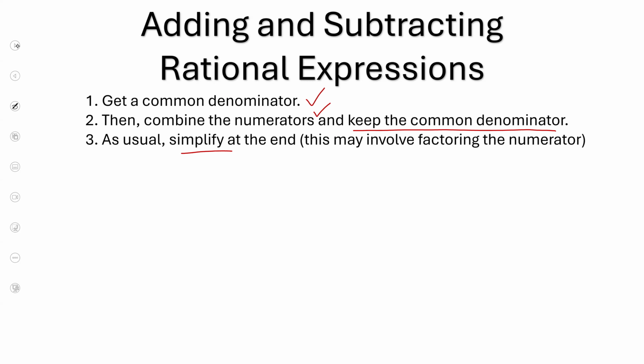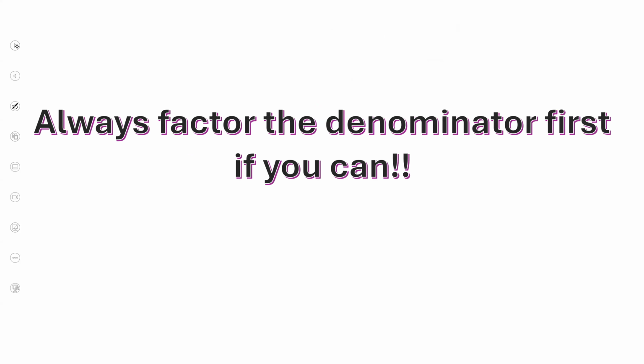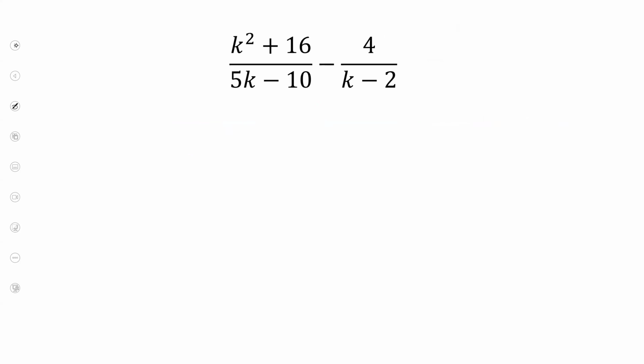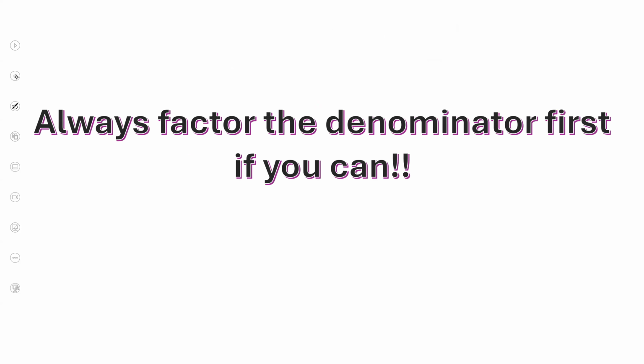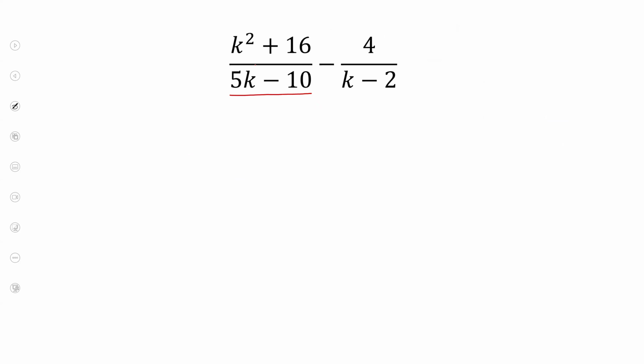Now, in Algebra 2, simplifying at the end might mean factoring the numerator, okay? So let's do an example. This is our first example. Always factor the denominator first, if you can, okay? So I can factor this denominator. I can divide these both by 5. So I'm going to get 5 on the outside. I'm left with k minus 10 divided by 5 is 2. All right, so this is my new rational.